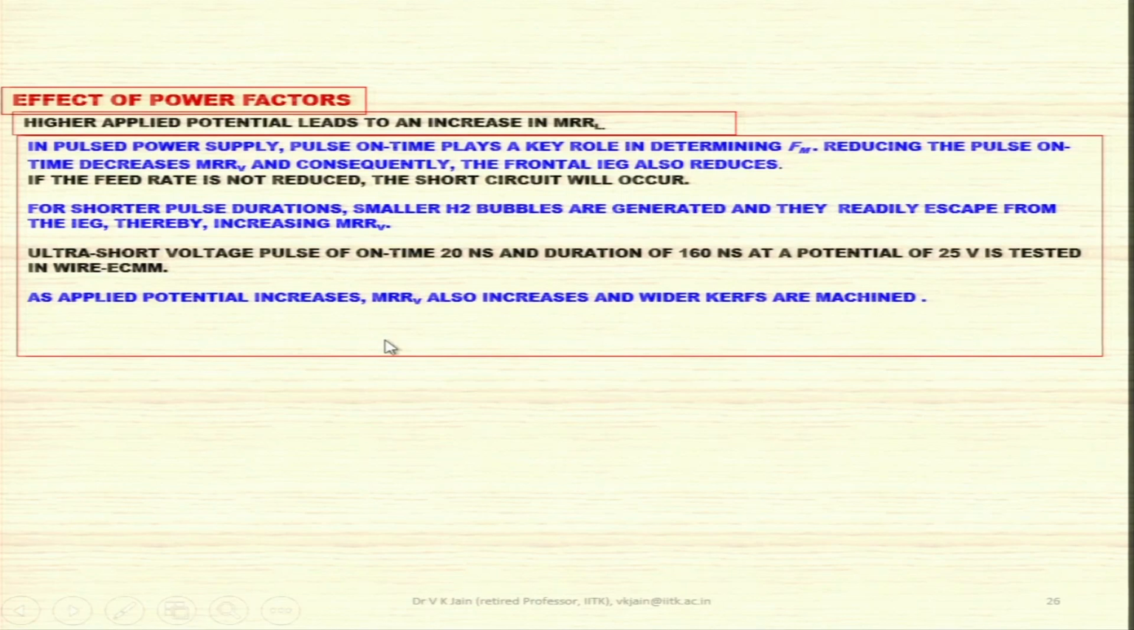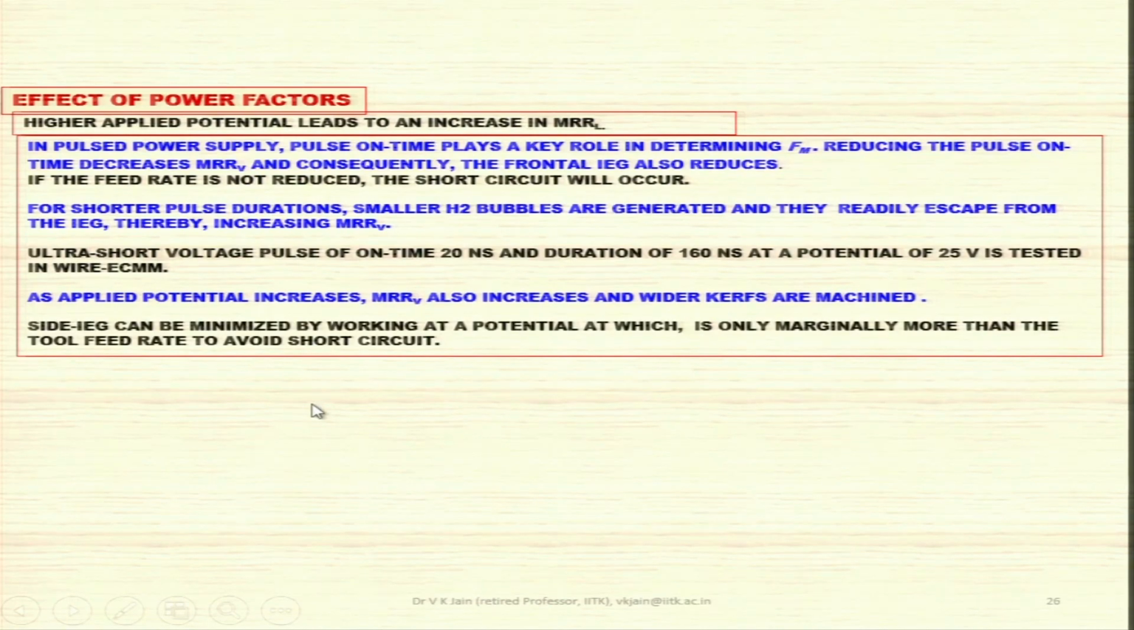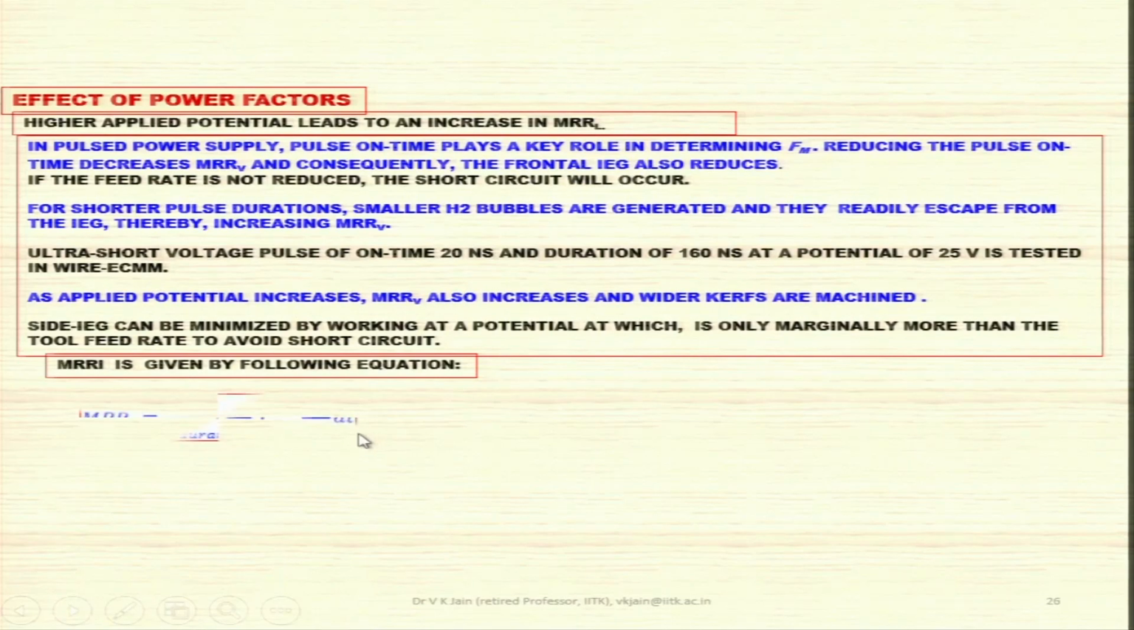As applied potential increases, material removal rate also increases and wider curves are machined. This is simple because once you increase the applied potential, current will increase, and if current is increasing, then definitely material removal rate is going to increase. Side inter-electrode gap can be minimized by working at a potential at which it is only marginally more than the tool feed rate, to avoid short circuit.